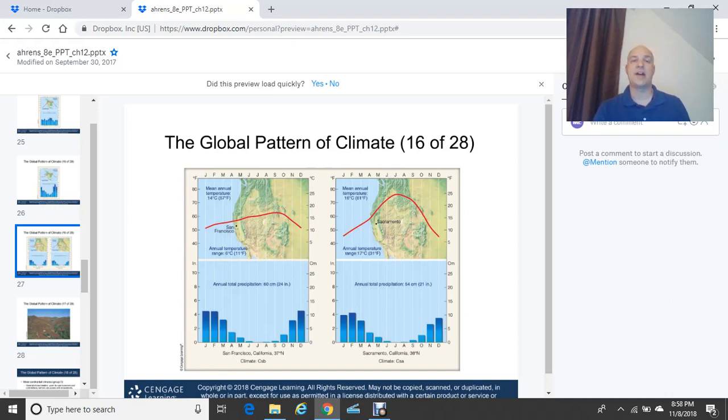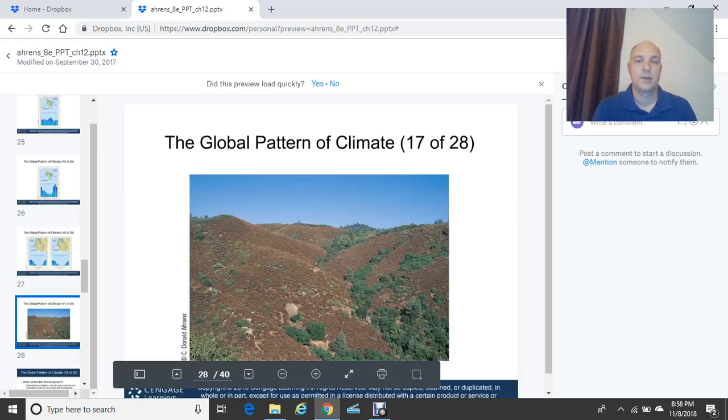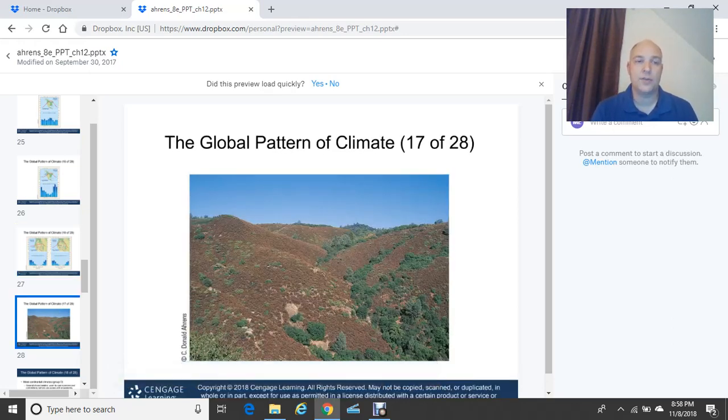The modifying influences, one of the climate controls we talked about, was the ocean currents, the modifying influence of water. Looking around San Francisco, as you move further inland away from the water, you get vegetation that looks like this. There are a lot of hills in California like this. There's a little bit of green vegetation on some of these hills, so that tells me they do get some precipitation at this particular location.